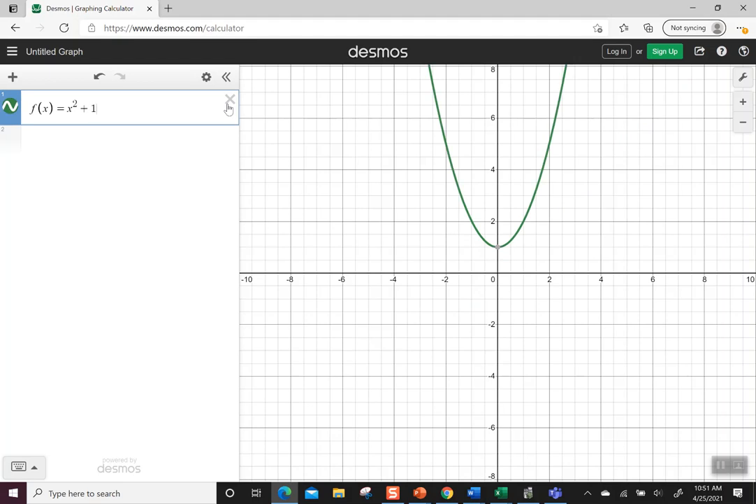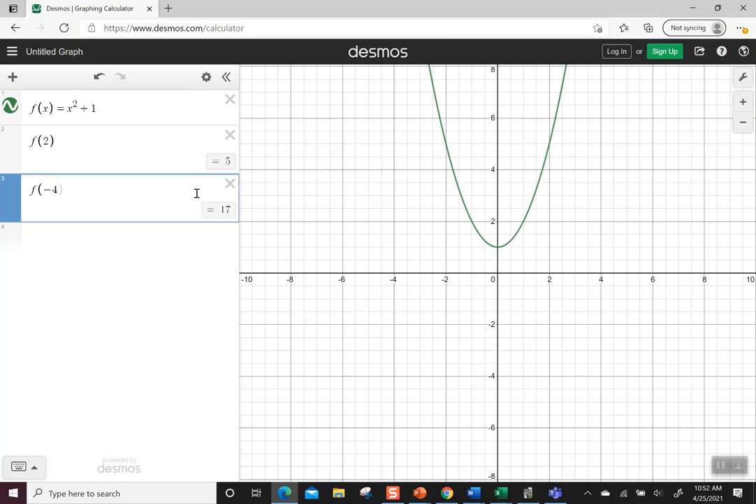Immediately we see the graph, but we can also find specific coordinates by using, again, our notation. So we put f, and let's say we put the number 2 in. It tells me that's equal to 5. I could do f of negative 4. It tells me that value is 17.